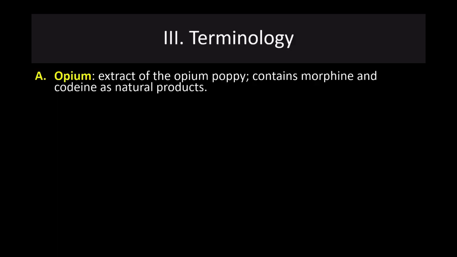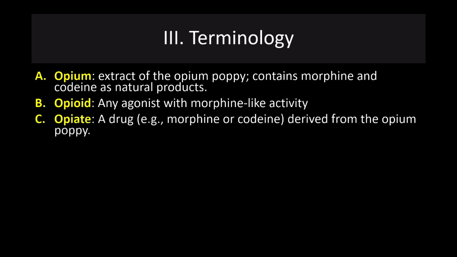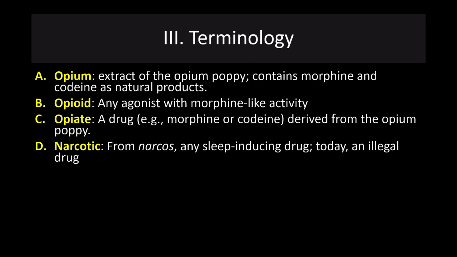A little terminology about these drugs. Opium, this is the extract of the opium poppy. This contains both morphine and codeine as natural products. When we talk about an opioid, it's any agonist with morphine-like activity. So there are a lot of synthetic opioids we'll talk about. An opiate is a drug, morphine, codeine, or heroin that is derived from the opium poppy. A narcotic is really any sleep-inducing drug, but today we refer to narcotics as illegal drugs. So that's kind of a misnomer in some cases.